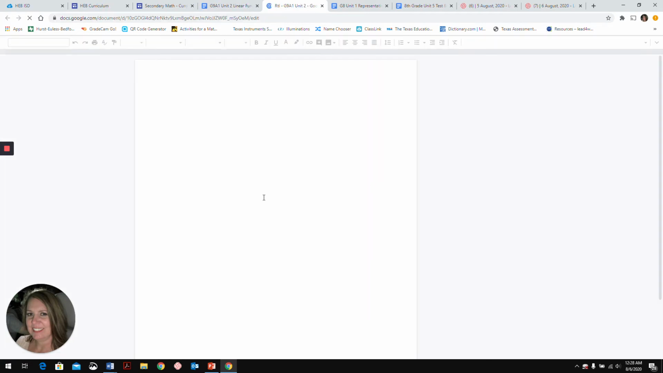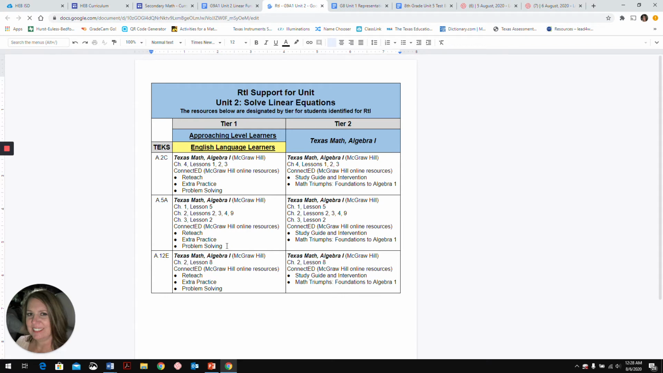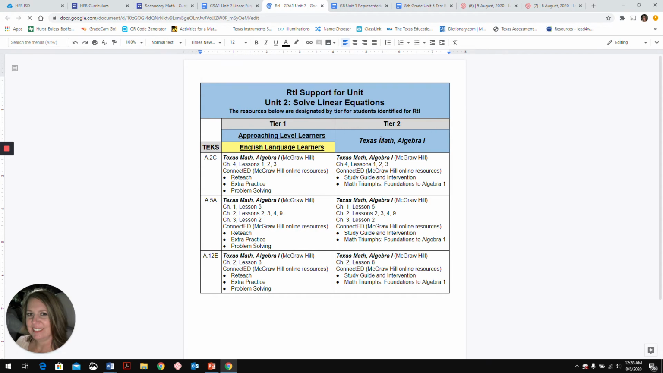The column on the left is for your Tier 1 students, just like it was in 7th and 8th grades. But again, since Mentoring Minds has not published ThinkUp Math for Algebra 1, what we have here instead are a few more resources from your McGraw-Hill text that you might use in those EOC classes.